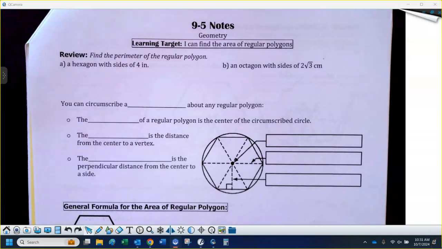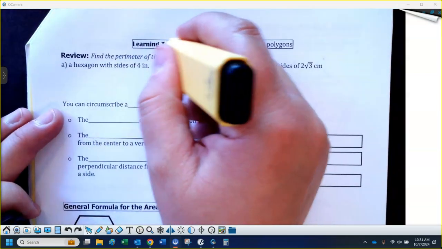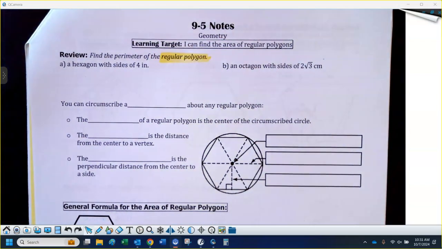top. These are just a little review. So it just says find the perimeter of the regular polygon. So before we get into that, I'm going to see if you guys remember. Does anybody know what it means to be a regular polygon? Because that's going to be a key to all the questions that we're going to do today.